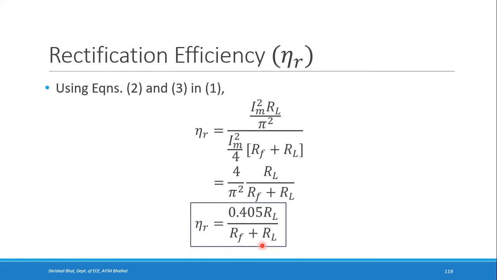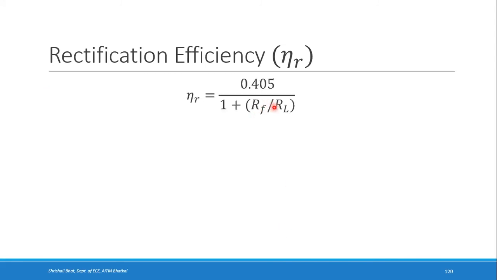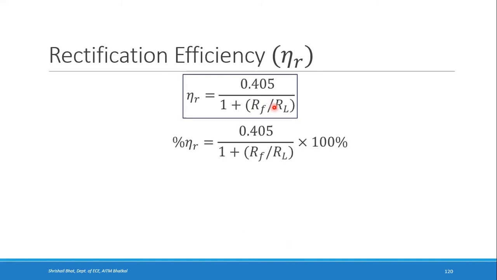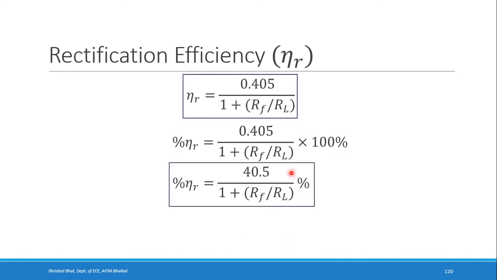You can also express this in terms of 1 plus RF by RL, by dividing the numerator and denominator by RL. You get 0.405, RL by RL is 1, RF by RL plus 1, so 1 plus RF by RL. Now if I want it in terms of percentage, I can multiply it by 100. If I multiply by 100, I get 40.5 percent. So this is the value of efficiency we have, that is 40.5 divided by 1 plus RF by RL, in percentage.